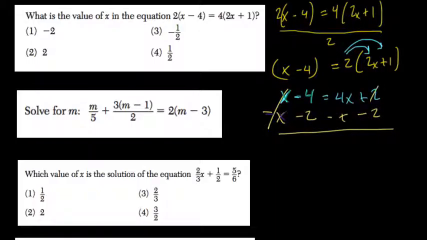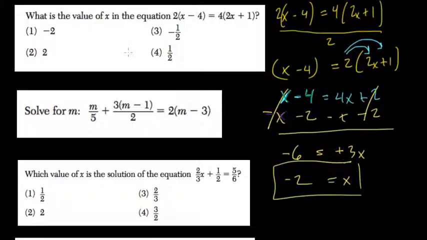This cancels out. 4x minus x is plus 3x. Negative 4 minus 2 is negative 6. Divide both sides by 3, and x equals negative 2. Okay, choice 1. Circle that.